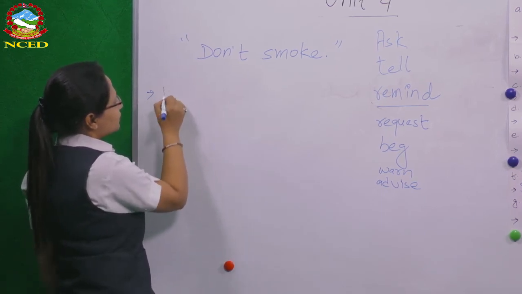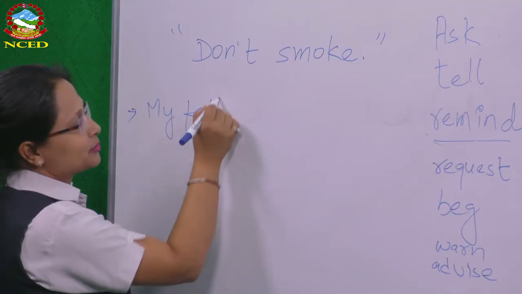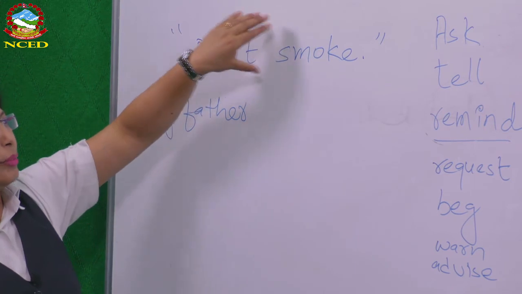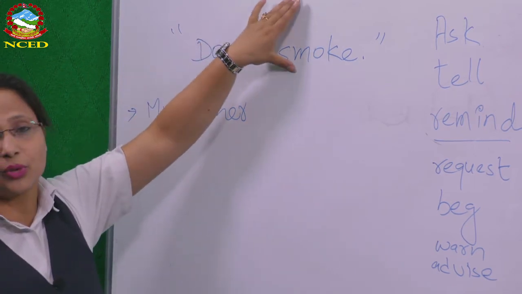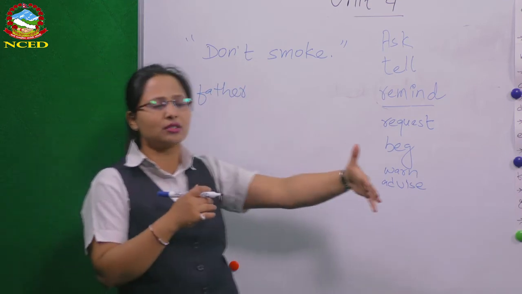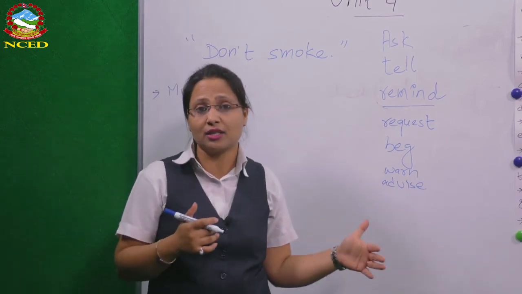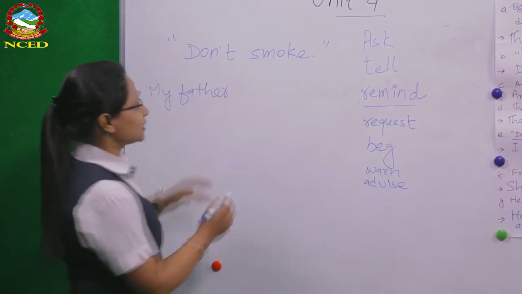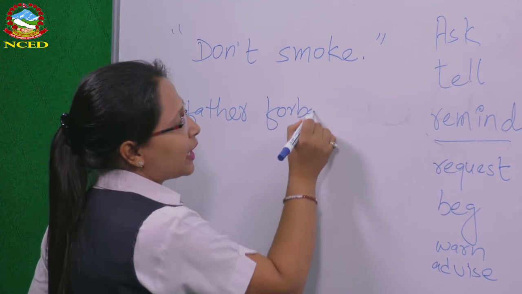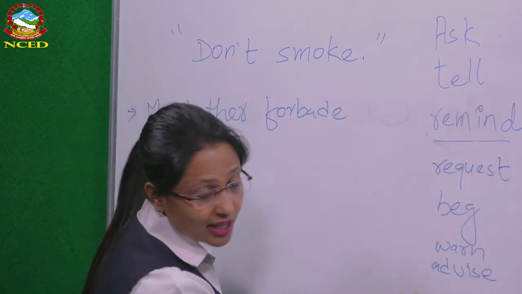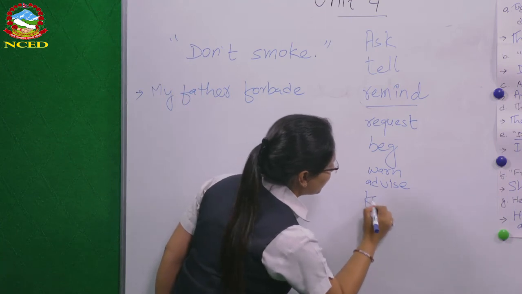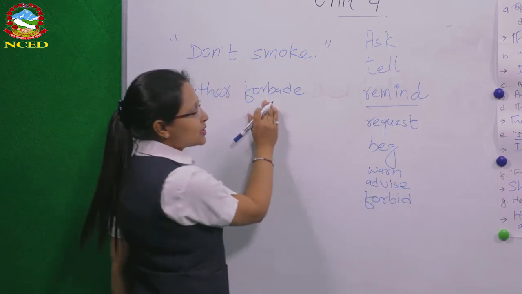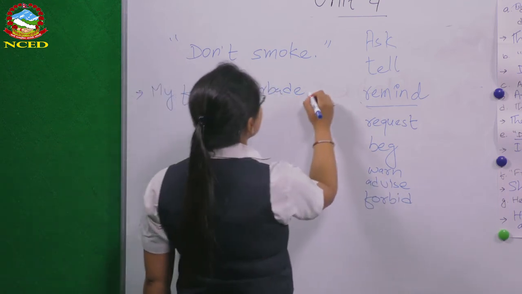Okay, let's see. My father. And what kind of meaning or sense can we get from this? "Don't smoke, don't do this." This means forbidding, forbid. In Nepali, manahi garnu, garna nadinu. So my father forbade me. So in our list of reporting verbs, one more verb is added: forbid. Forbid is the present form and forbade is the past form. Okay. My father forbade me.